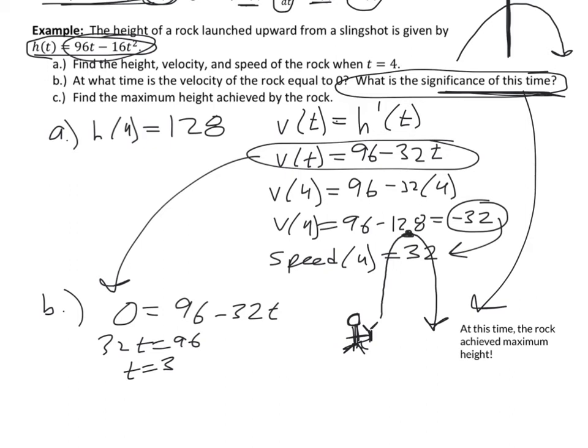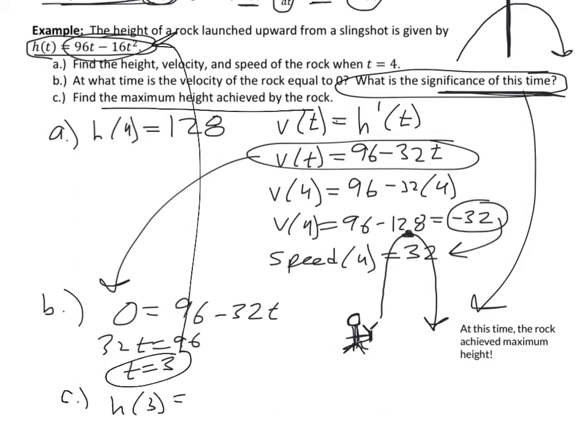Okay, so now that we have that understanding, part C asks to find the maximum height achieved by the rock. I can take this time and plug it back into my height function to see what I get. When I do h of 3, 96 times 3 minus 16 times 3 squared, 96 times 3 minus 16 times 9. Whoops, that was supposed to be a times 9. I got this to be 144.